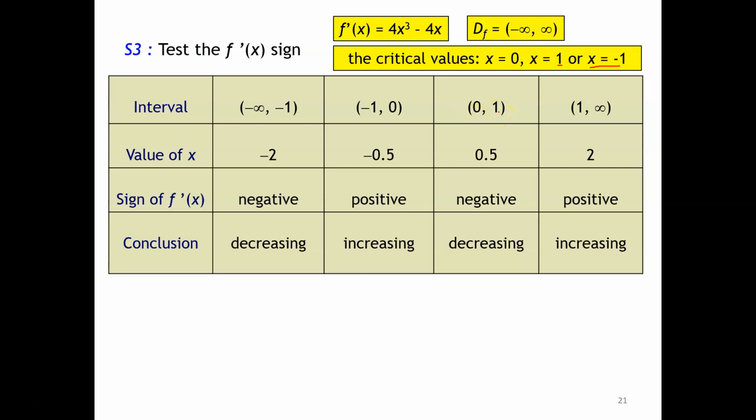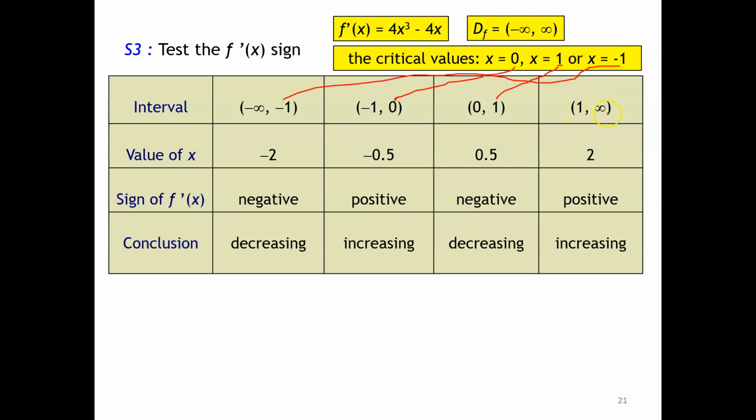Not 2, not 3, not 4, not 5. It has to be 1. Why is it 1? Because you have this one. And why is it 0? Because you have this one. Why is it negative 1? Because you have this one. So you close bracket. Then the last interval will be from 1. You dah stop dekat 1, you start balik from 1.